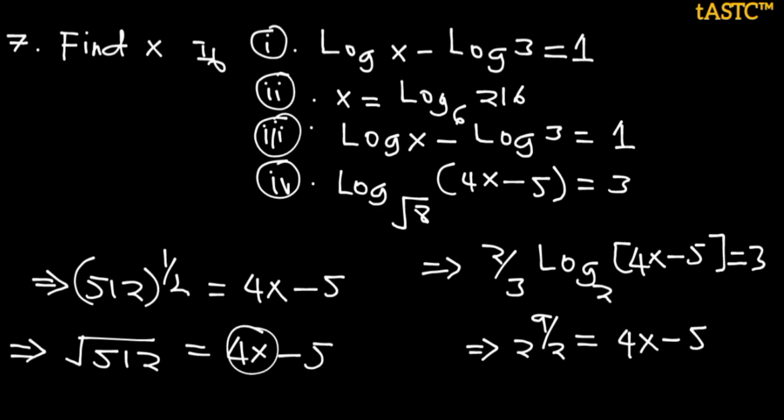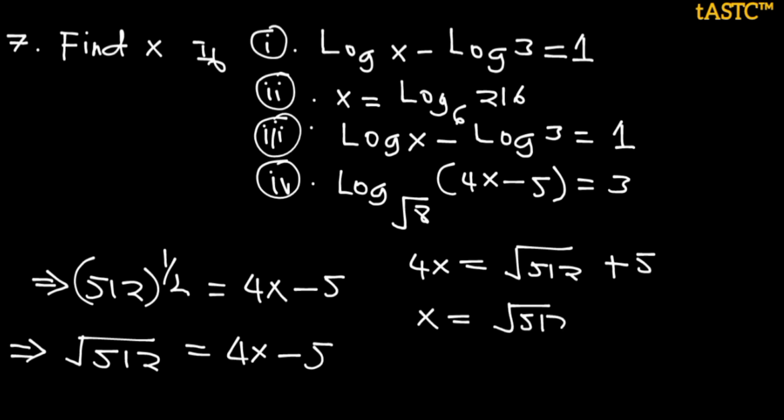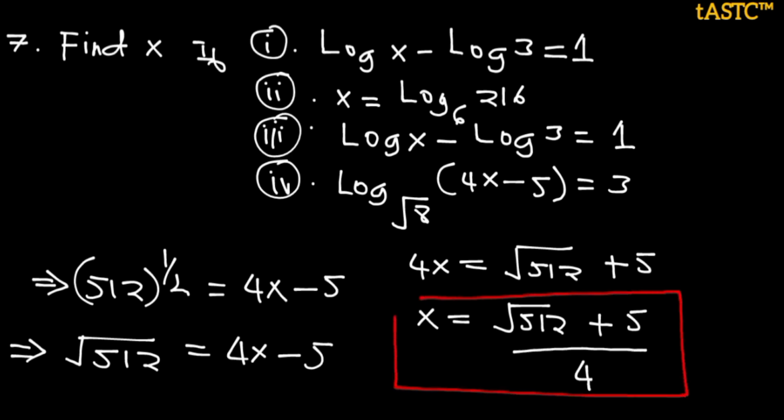Now remember, we need to find x, so we're not yet done with this work. I'm going to take it to the other side, so 4x is going to be equal to root 512 plus 5. Next up, I'm going to divide through by 4. So you'll have root 512 plus 5, divided by 4. That will be the answer to the question: x is equal to root 512 plus 5, divided by 4.